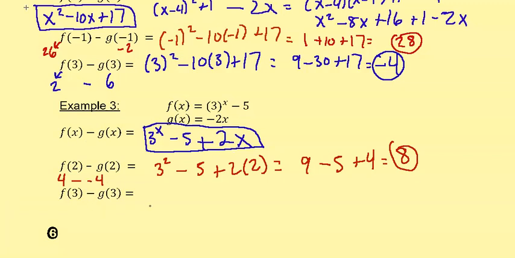And then f of 3 minus g of 3. So we have 3 to the third power minus 5 plus 2 times 3. Give you 27 minus 5 plus 6.